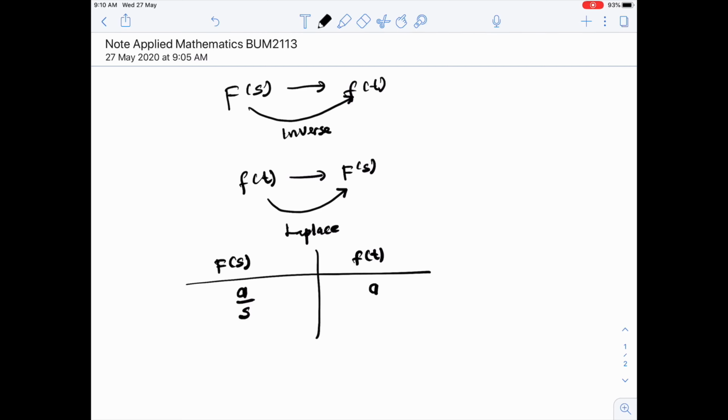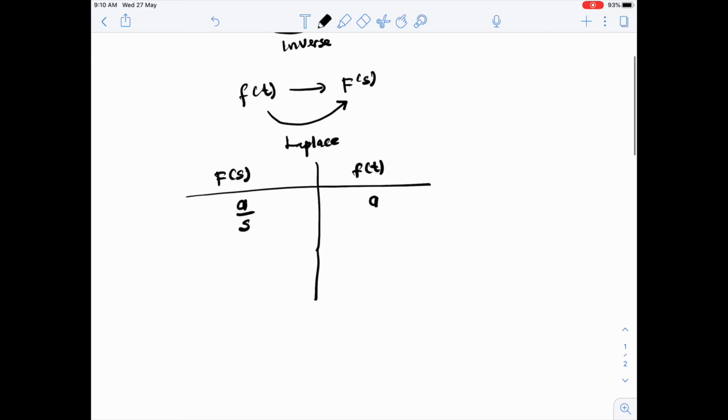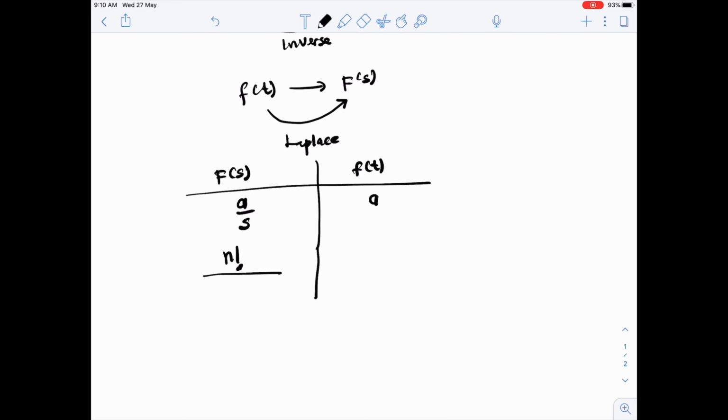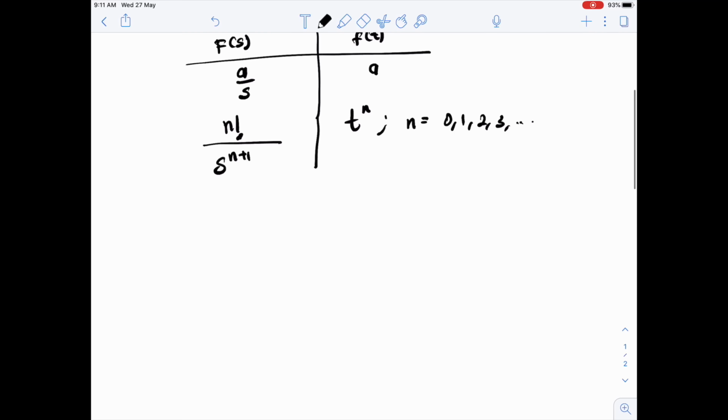Then we will go for another one. You have n factorial over s to the power of n plus 1, and then you will get t to the power of n, where n might be 0, 1, 2, 3, and so on. Let's do some exercises.